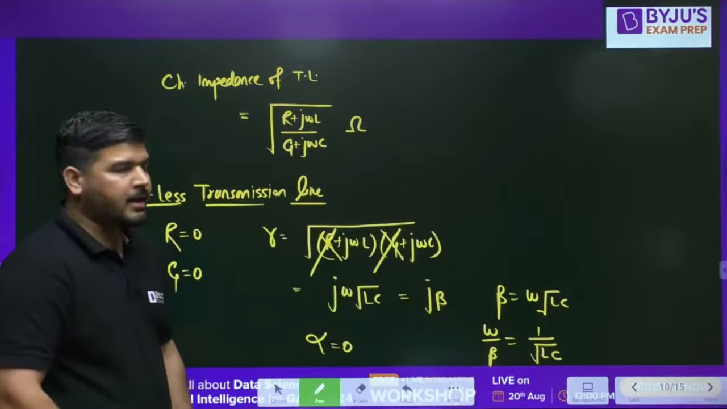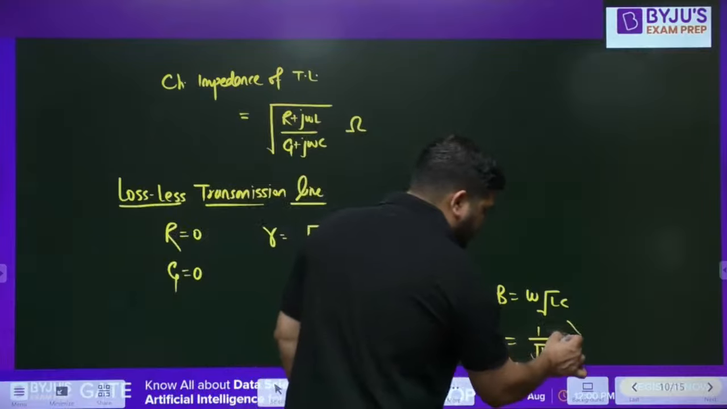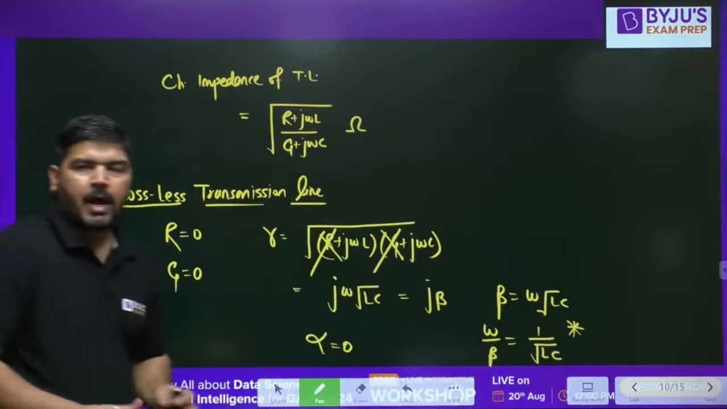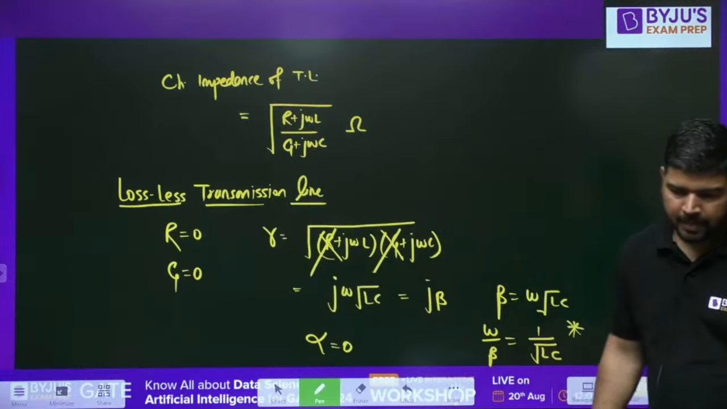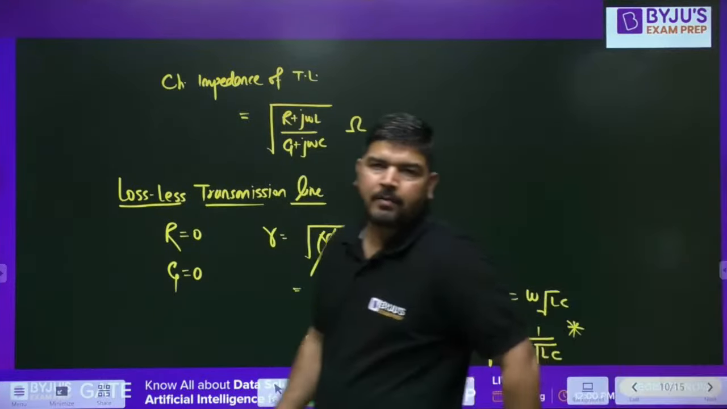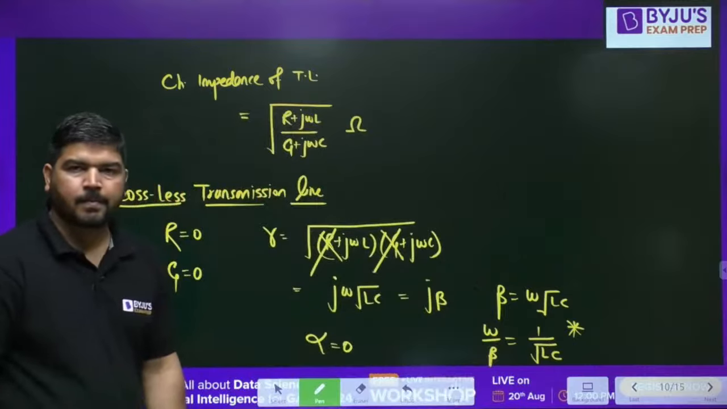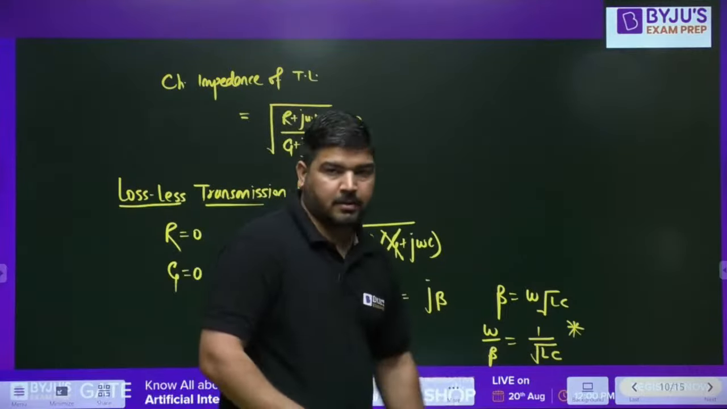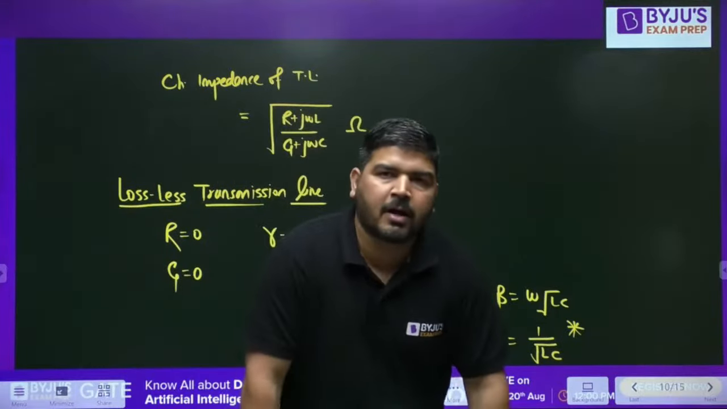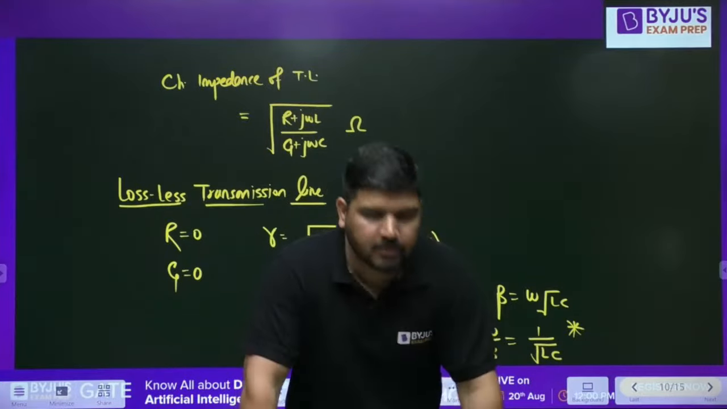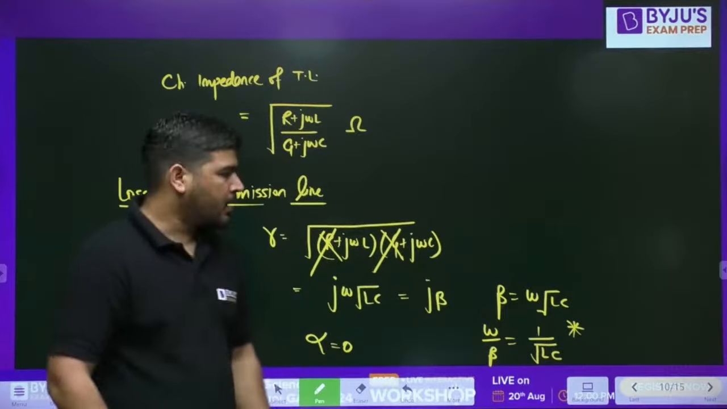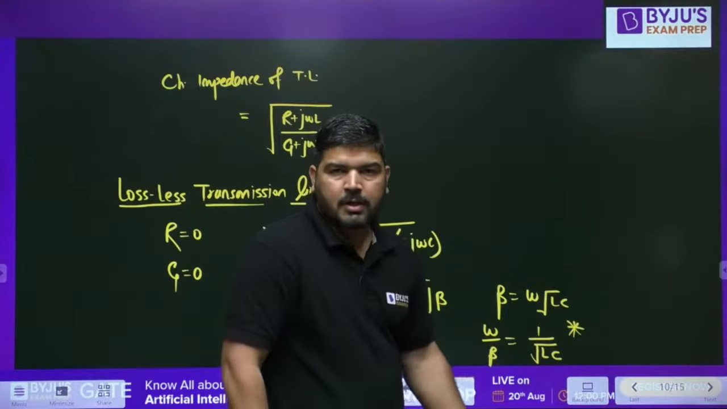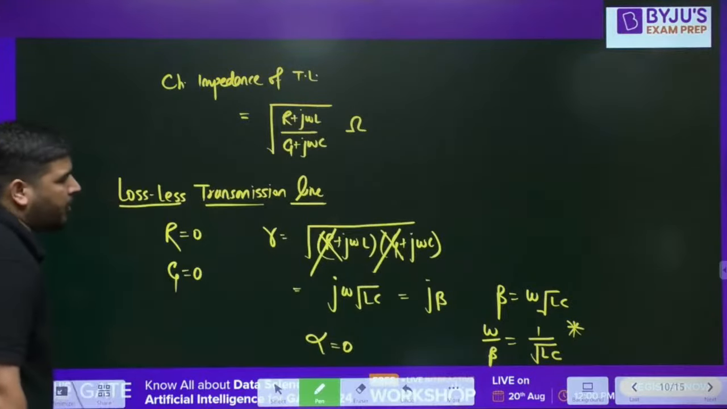It is a very interesting relation. It means on a lossless transmission line, L and C will decide the speed of the wave. L and C of the line will decide the speed of the wave. And how to calculate L and C? You know how to apply GMD, GMR, and how to calculate inductance and capacitance of the transmission line. So those L and C are responsible for the speed of the wave on the transmission line. I hope it is clear.